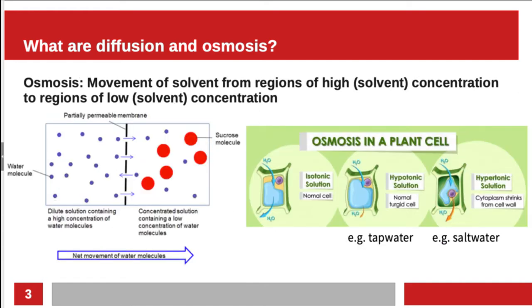Now let's look at osmosis briefly. Osmosis is different from diffusion because remember that diffusion was the movement of the solute, the things dissolved in the water or solvent. And osmosis is the movement of the solvent itself from regions of high solvent concentration to regions of low solvent concentration. Okay?